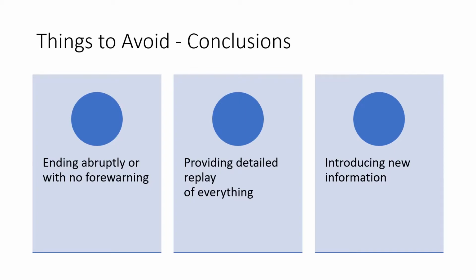Some things that you want to avoid in the conclusion. You don't want to just end your speech. You don't want to just go to your main points and end. You want to have a tone in your voice that says you've ended. Don't just stop kind of in the middle of a sentence relative to your vocal. Make sure that you sound like you ended. Then you don't want to provide a detailed play-by-play of the whole speech in your conclusion. And you don't want to introduce new information and start talking about a whole other topic in the conclusion of your speech.